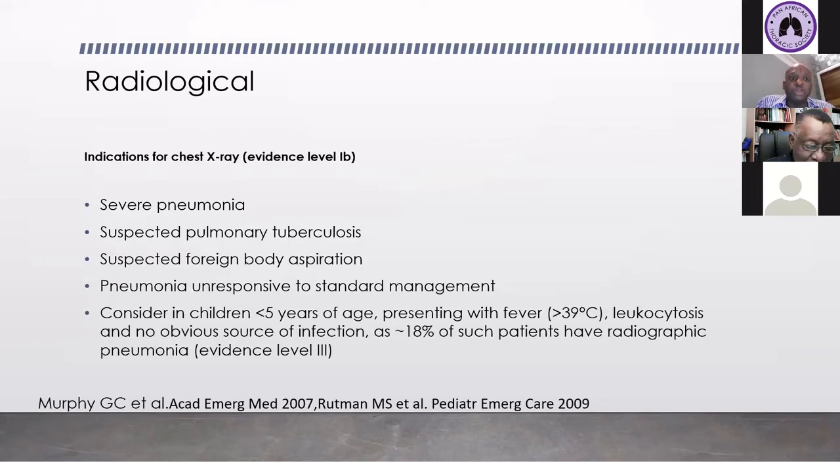So when can you really do a chest X-ray in children? If your children have severe pneumonia, because there might be complications, when you suspect pulmonary tuberculosis, when you suspect foreign body aspiration, or when the patient has pneumonia but is not getting better, because could it be something else? Could it be a foreign body? Could it be pulmonary tuberculosis, which goes back to the indications above. And if the child is under the age of 5 and has fever and leukocytosis, you might consider doing a chest X-ray.